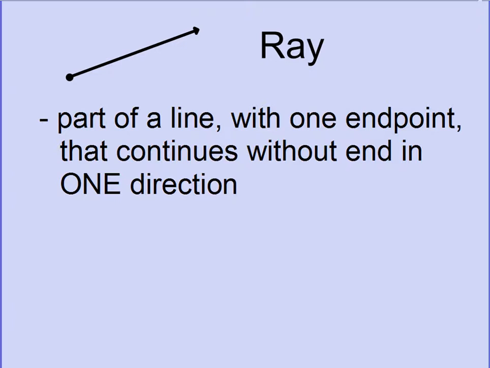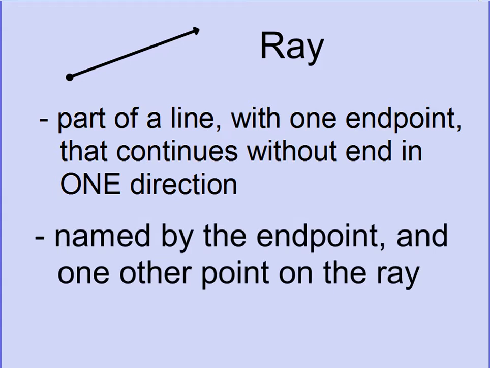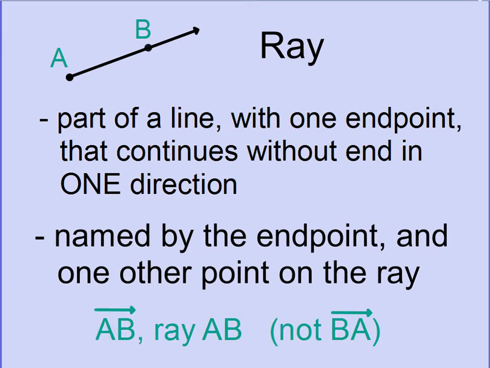Next we have a ray. A ray is also part of a line, but it only extends forever in one direction, and it has a beginning point that we call an endpoint. Now, if I simply talked about that endpoint of a ray, it could be a ray that goes off in really any direction from that point, right? So to be really specific about this ray in particular, I have to have more than one point in the name.